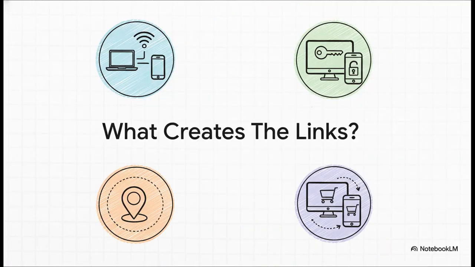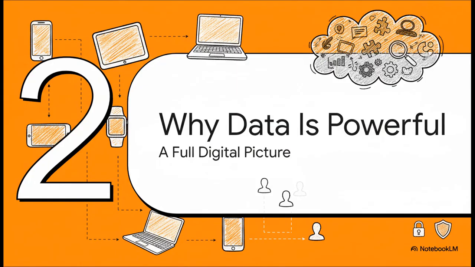Okay, so what kind of data actually creates these links? It's usually common everyday stuff. For example, if your phone and your laptop are on the same Wi-Fi network, that's a really strong link. If you use the same Google or Facebook account across your devices, that's another big one. Even just being in the same physical location consistently or searching for similar things can be enough to connect the dots.